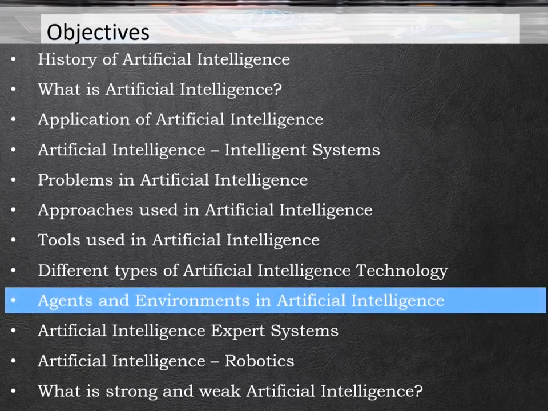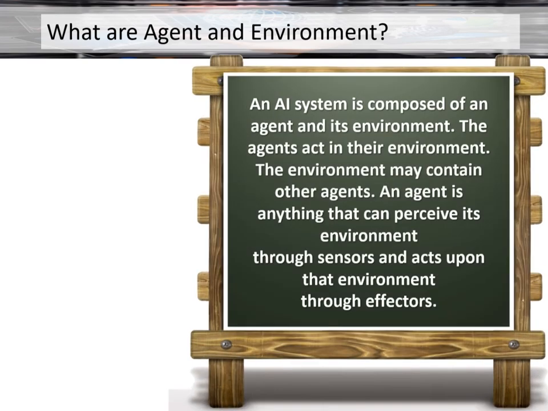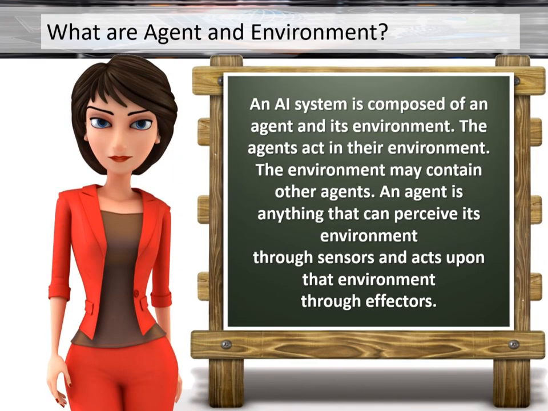Agents and Environments in Artificial Intelligence. An AI system is composed of an agent and its environment. The agents act in their environment. The environment may contain other agents. An agent is anything that can perceive its environment through sensors and acts upon that environment through effectors.